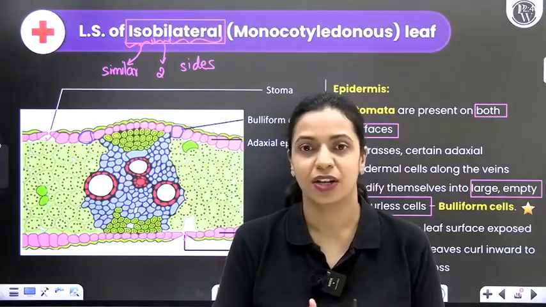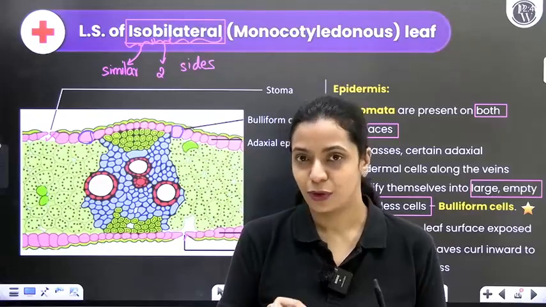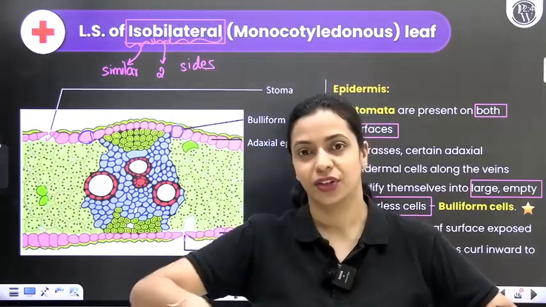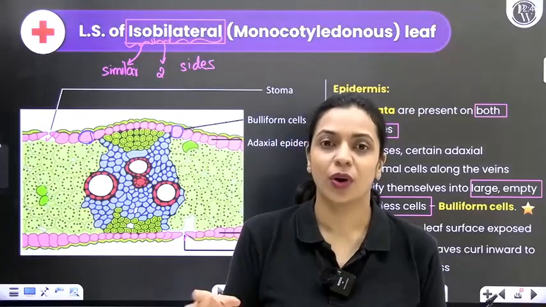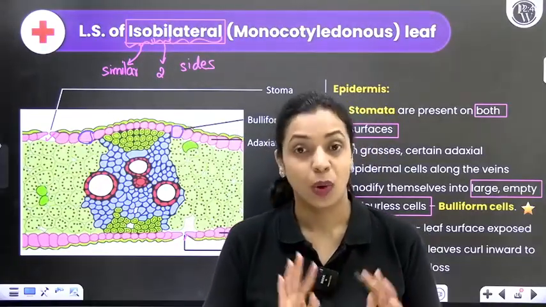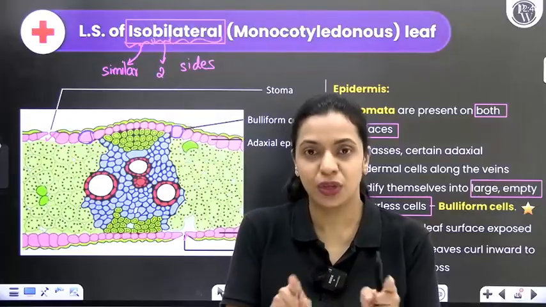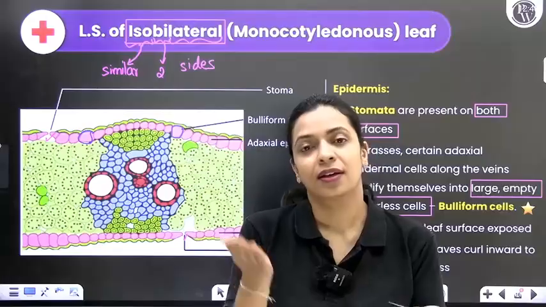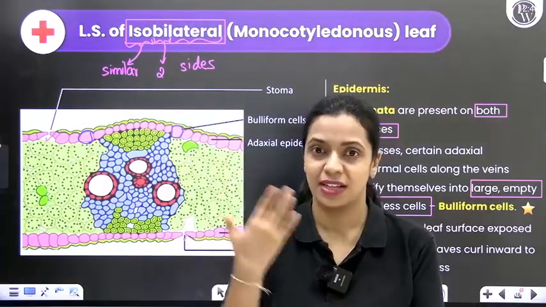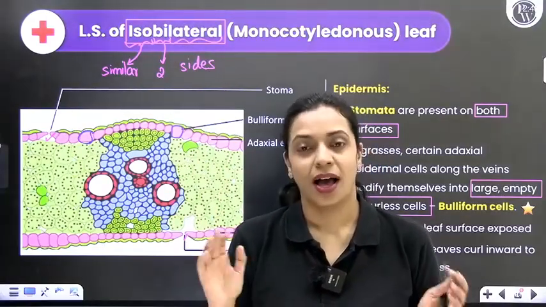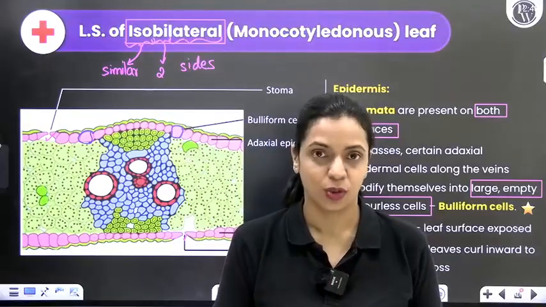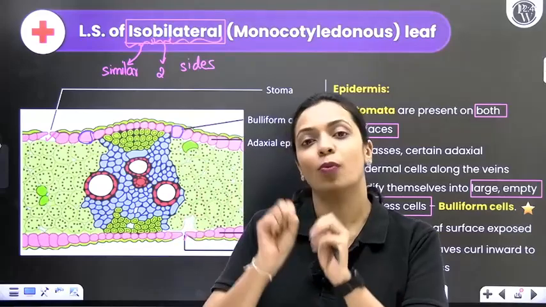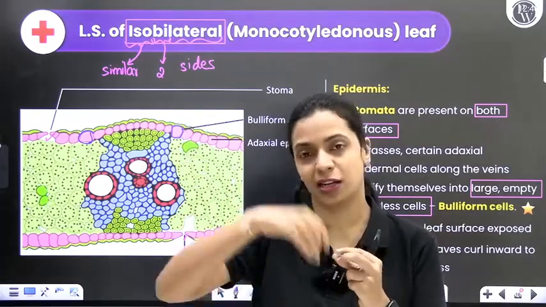To reduce the rate of transpiration, these bulliform cells will lose the water that is present in them. They will let go of the water. Once they lose water, they will become flaccid. Once they become flaccid, the leaves will roll inward. Once the leaves roll inward, the surface area that is exposed to the external environment will reduce. Again, when it rains or when somebody decides to water that plant, water is available again. These bulliform cells will absorb water, become turgid and then it will become normal.